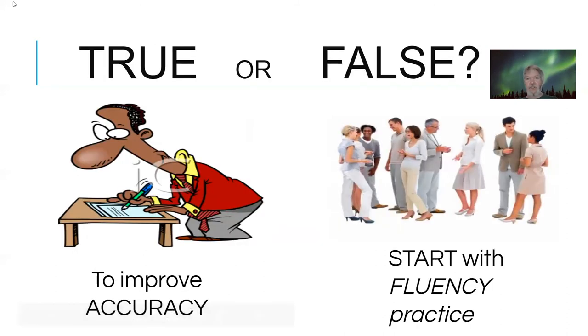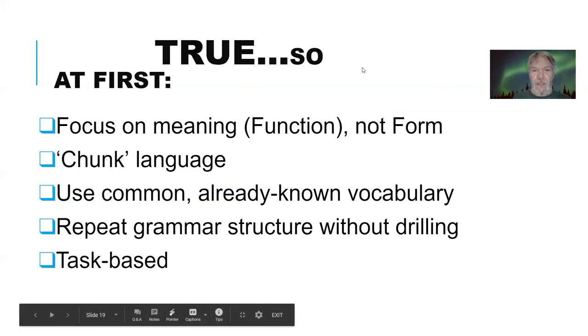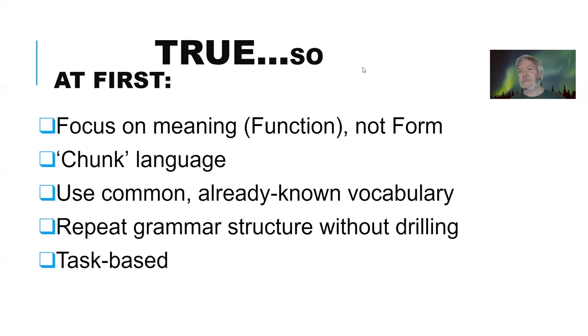So here, another true or false. To improve accuracy, she went. Not she goed or something, or not she have gone. You start with fluency. Is that true or false? That is true. So to become accurate, you practice. Well, that makes sense. That's intuitive. But how? You focus on meaning first, the function.